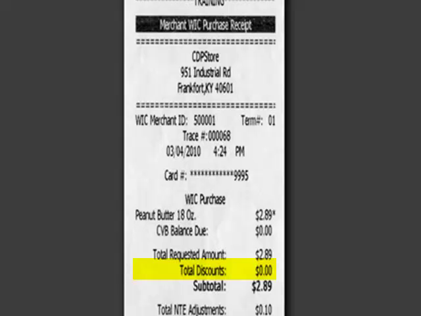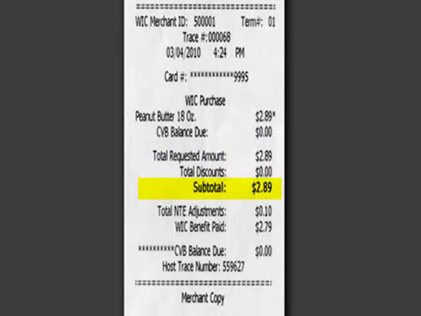If a discount was applied to the transaction, the total discount would also be shown. There were no discounts applied during this transaction. Next, we see a subtotal. Following the subtotal is total NTE, or not to exceed adjustments.